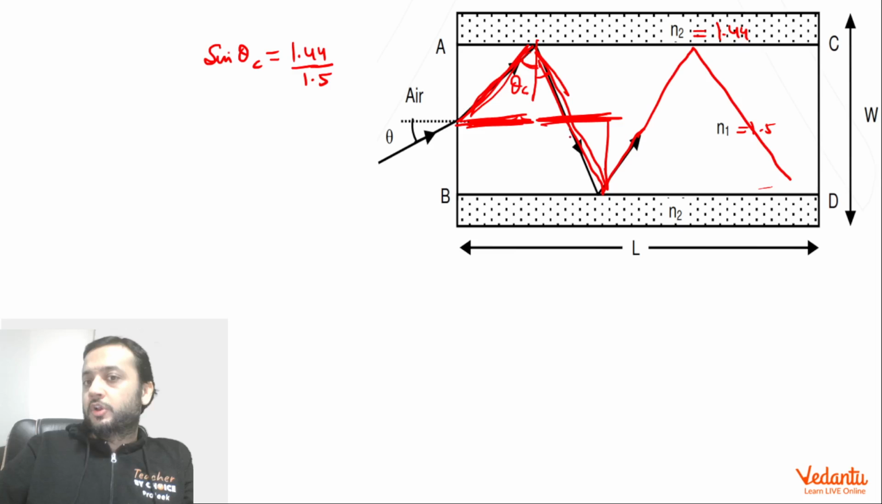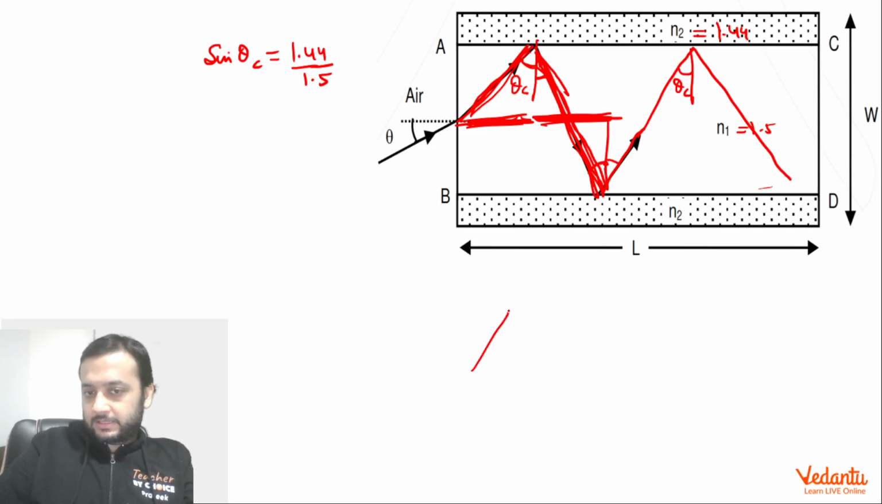This is L2, so this is L2 by sine theta c, right? Because this is theta c, this is also theta c. So this will be L2 by sine theta c, correct? So the whole of this path can be written as L by sine theta c. This will also be theta c because the law of reflection will be followed every time, and these will be alternate angles. So the whole path traveled by the ray will be L by sine theta c, right?